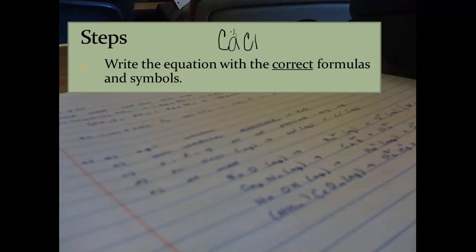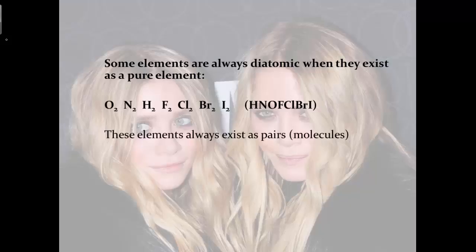You have to remember to do the crisscross rules that we learned earlier. So, sorry, that should be a minus 1. Minus 1. So when you crisscross that, you actually get CaCl2. So you have to write the correct formula. So you have to remember our nomenclature from the last unit.